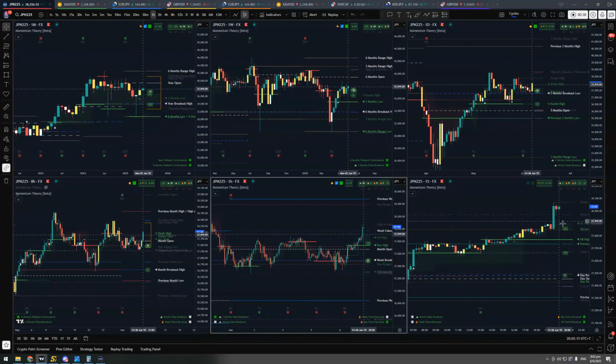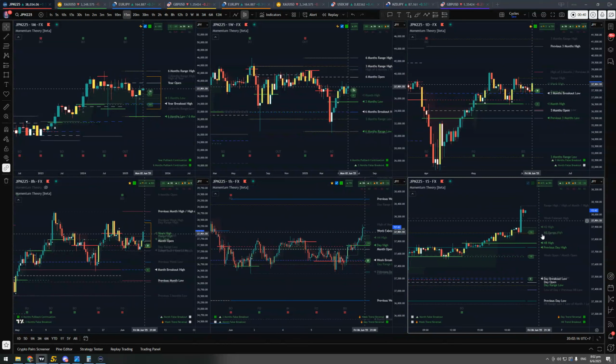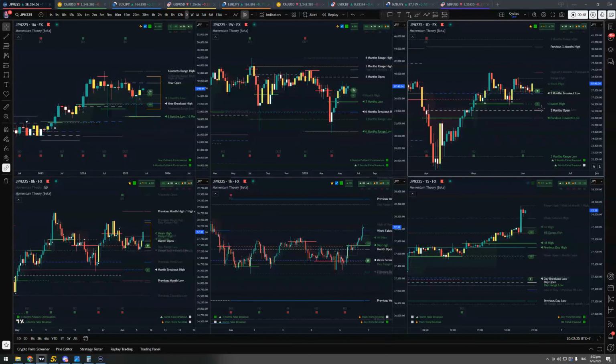And what I want to see is I want to see price pull back and then I want to take a buy. So I still have a bit of time here. I'm going to wait until 8:30. I think I'm going to go over the process on how I'm trading now.